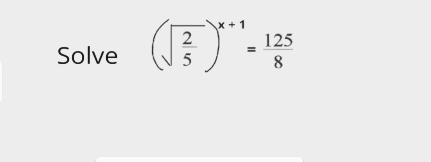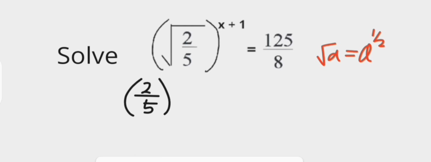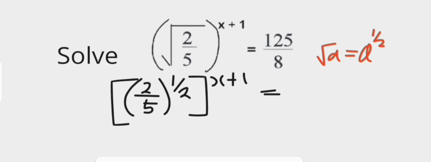The second equation here is another radical exponential equation. We have to solve the square root of 2 over 5 all raised to the power of x plus 1 equals 125 over 8. So the first thing we do here is to apply this basic law of exponents. That is, when we have the square root of a, it can be expressed as a raised to the power of half. And this means that the left-hand side of our equation becomes 2 over 5 raised to power half, then everything raised to power x plus 1. And on the right-hand side, we have 125 over 8.